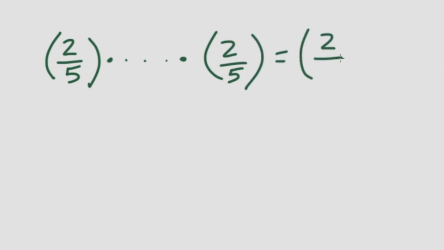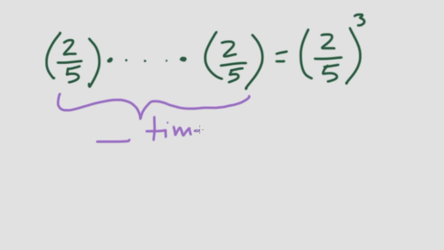Let's go over a tougher example. What if I told you 2 over 5 with parentheses times 2 over 5 is equal to 2 over 5 with parentheses to the power of a blank? I have a blank here because I don't know how many times I have 2 over 5. My job right now is to try to figure out how many times I'm multiplying 2 over 5 by itself. Well, I see the exponent here and it says 3. So I think, 2 over 5 is multiplied by itself 3 times.